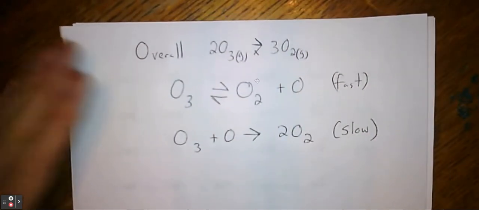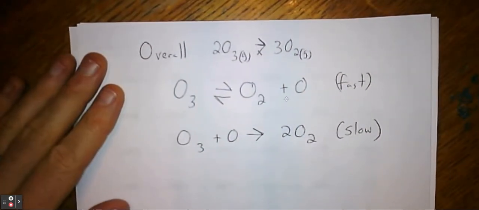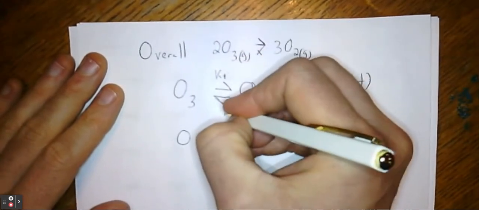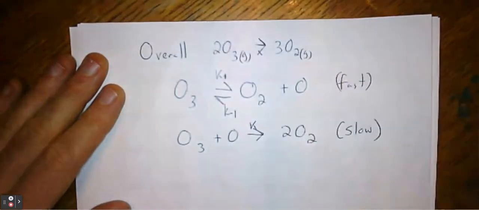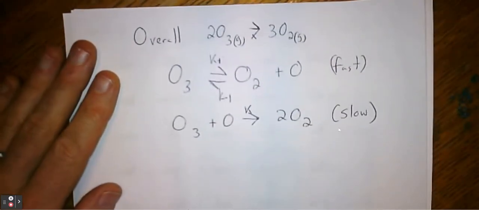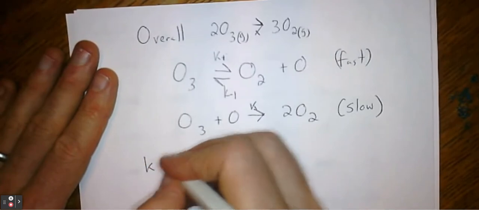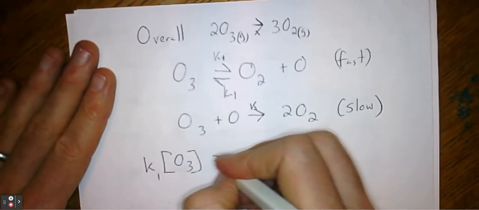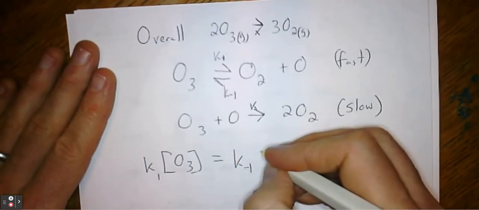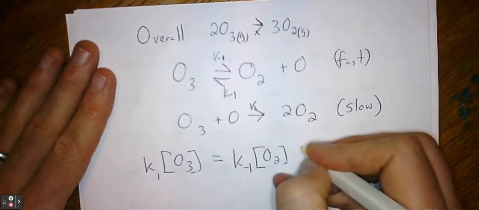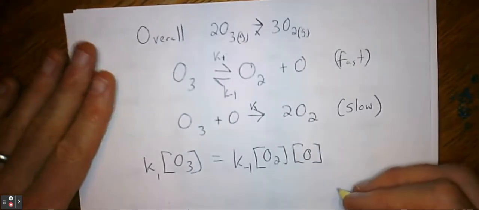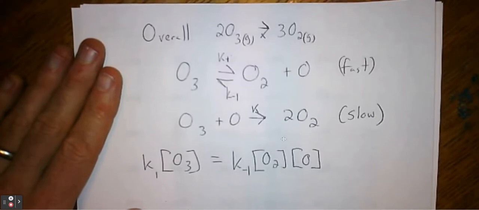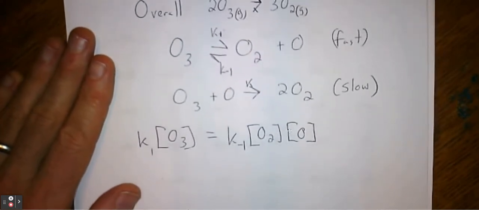All right, now here is a bit of a trickier one, because as you'll see it play out, here's my reaction. Now here, the second step is the slow step. So the first thing I want to do is write my rates for the fast equilibrium step. And I can do this because at equilibrium, they're going to be equal, all right?